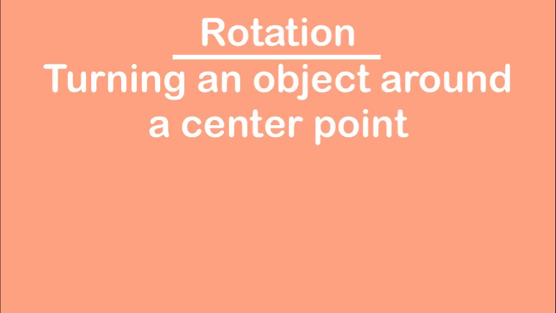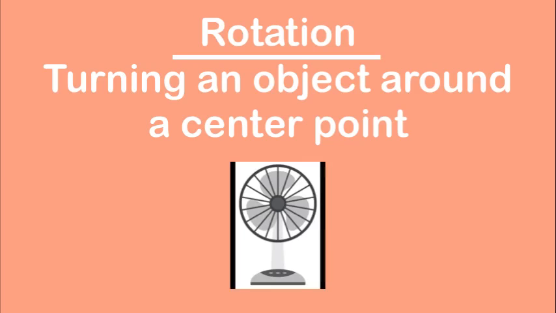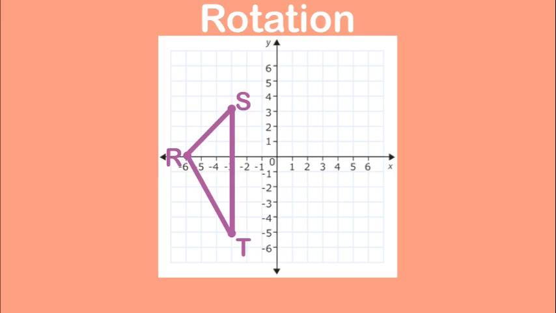On to rotation, which is turning an object around a center point. Think about a rotation like you think about the blades on a fan. For the rotation example, we have triangle RST on the graph. The entire triangle will rotate. We will get more into the details of this rotation in a future lesson.